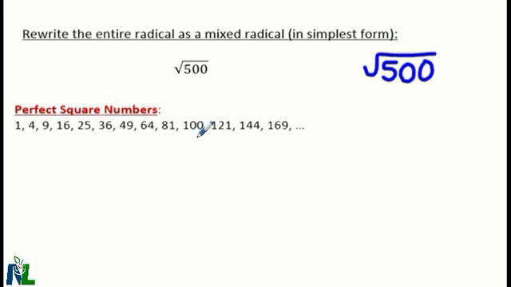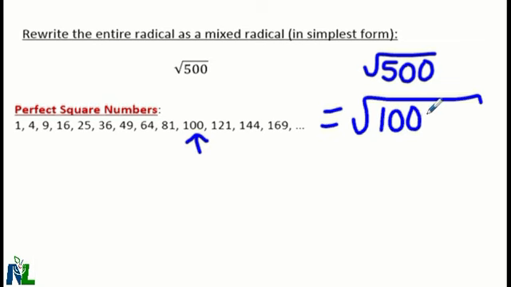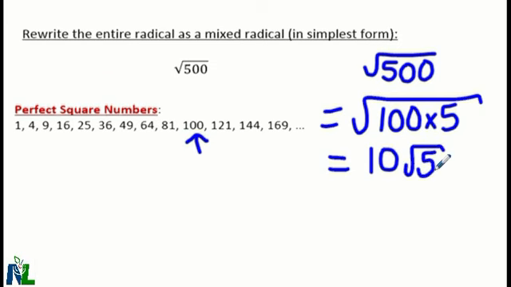And when I start to go through my list, 100 stands out as being the largest number from the list below that I can use. So I'm going to rewrite 500 as a product of 100 times 5. Now, when I look at the square root of 100, because it's a perfect square, I know that the square root of 100 is going to be 10. So I'm going to break down the square root of 100 to give me a 10, and inside my radical, I'm going to have the number 5.